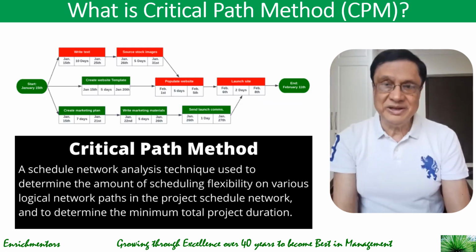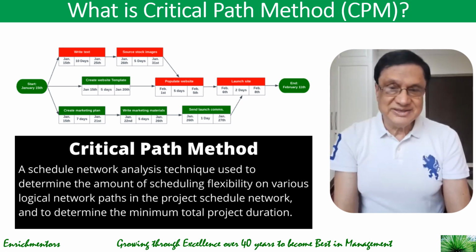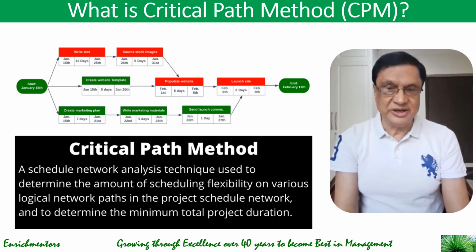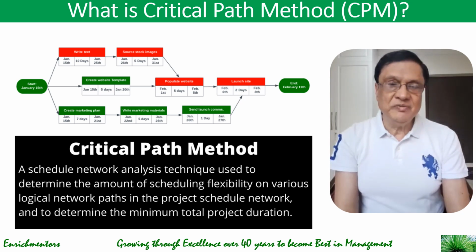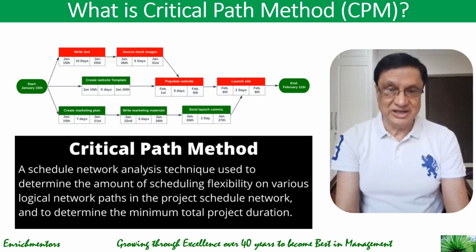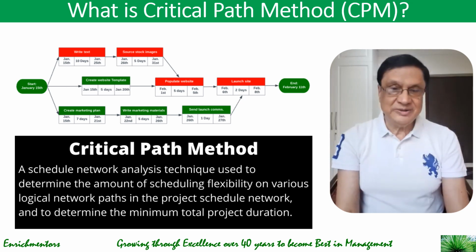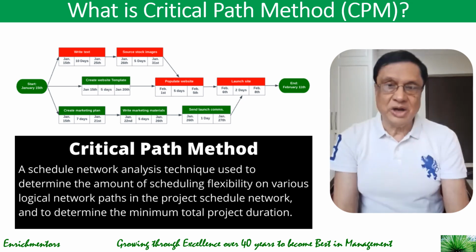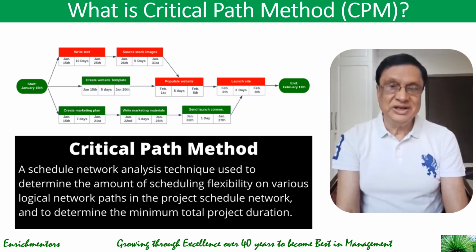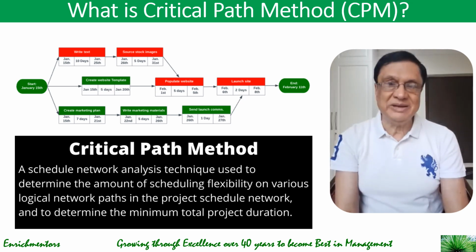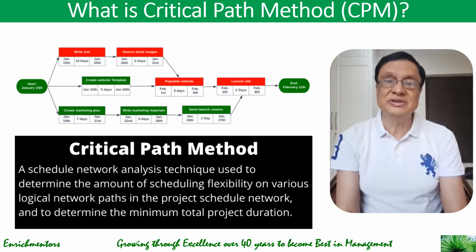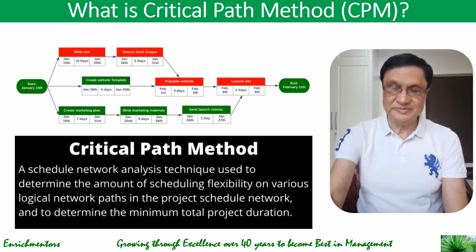The second thing is the critical path method. Now, what is the critical path method? Critical path method is a network analysis technique, as you see here, that is used to find out the scheduling flexibility on various logical network paths. So you have many ways to do the project, right? And you need to do all of them. And so it determines the minimum total project duration. And we will talk about that. How does it determine the minimal project duration? The critical path is the path where you have to spend that much time in the project, even if you do all things right. So that's the critical path method.